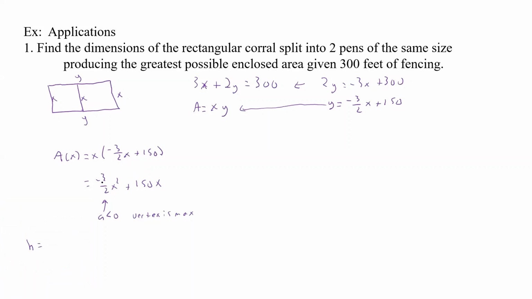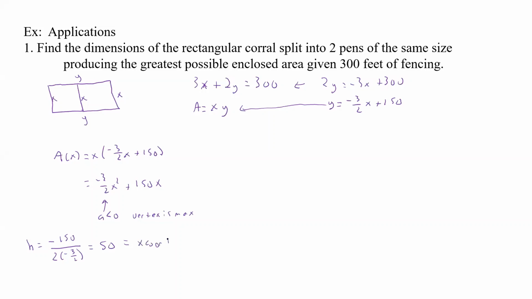All right, so h. Well, that's minus b over 2a. Well, that's the b and that's the a. So it's going to be minus 150 over 2 times negative 3 over 2. Well, those 2's cancel, and 3 goes into 150 50 times, and then negative over negative is positive. So that gives me 50. Okay, so that really is my x coordinate.